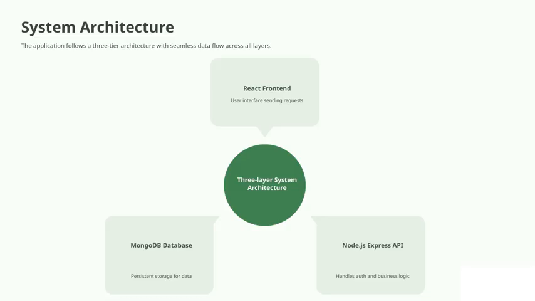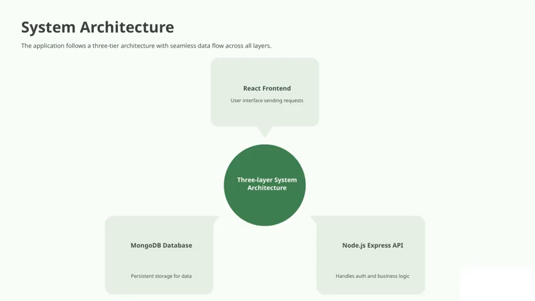The application is built on a three-tier structure, which means the data flows smoothly across all layers, ensuring efficiency and scalability. First, we have the React frontend, which is the user interface. This is what users interact with, sending requests based on their actions. These requests then go to the Node.js Express API, which handles the authentication and the core business logic behind the scenes.